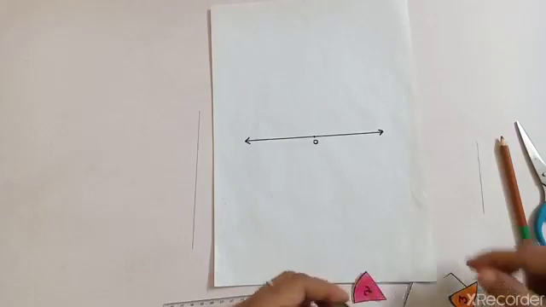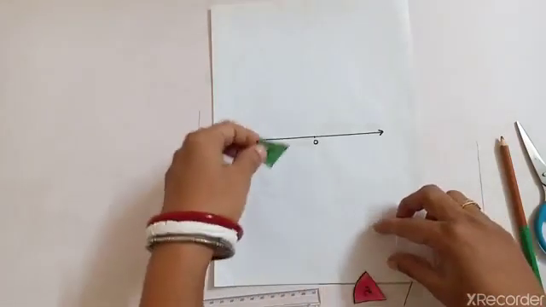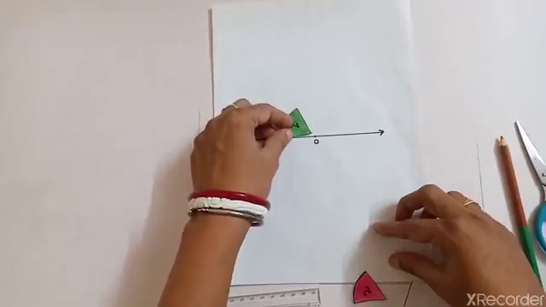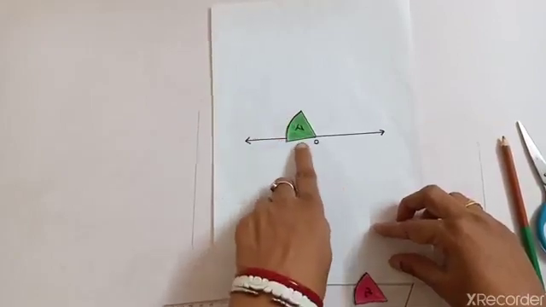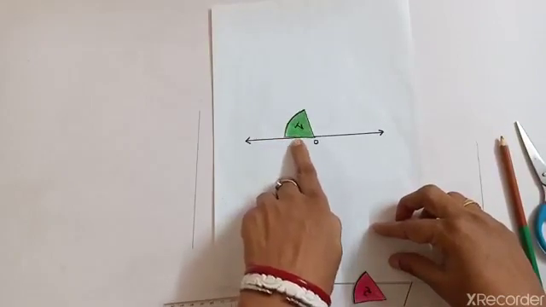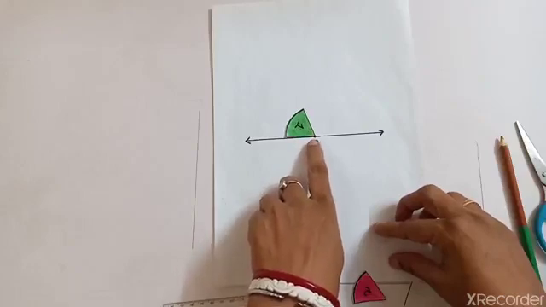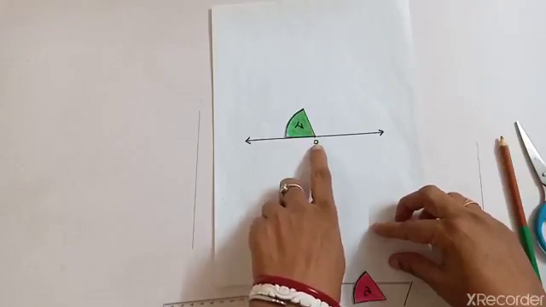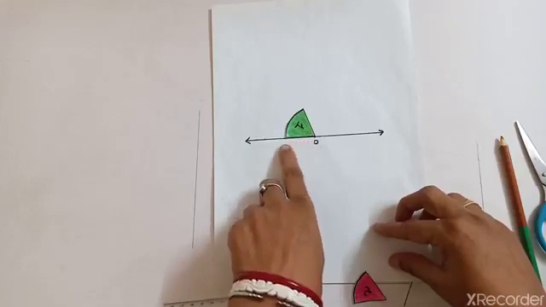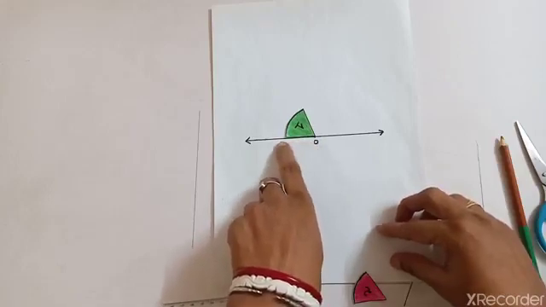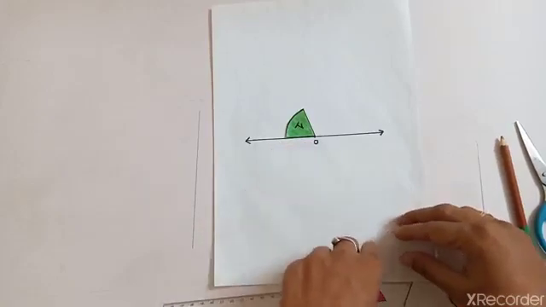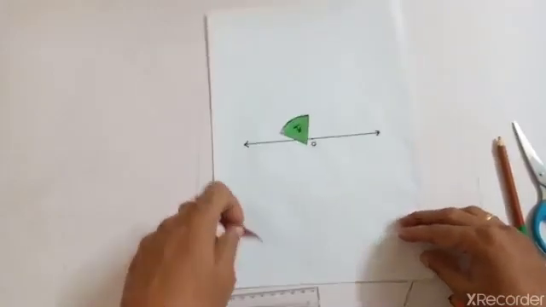I am going to place all these angles on this line. You can see here I am placing it here. This is angle 1, and you have to place it in such a way that the vertex of this angle should be at point O, and the base of this angle 1 should coincide with the straight line. So this angle 1 I have kept here.